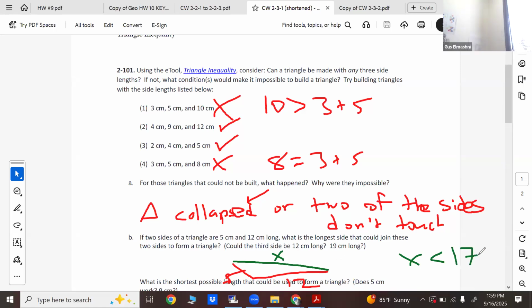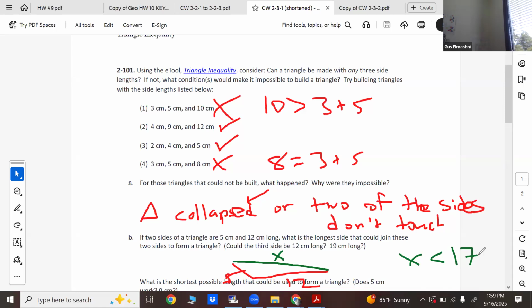Okay, so if I ask for a whole number, what whole number value would you share? What would be the longest whole number value? 16. Now, what if I just said it could be a decimal?